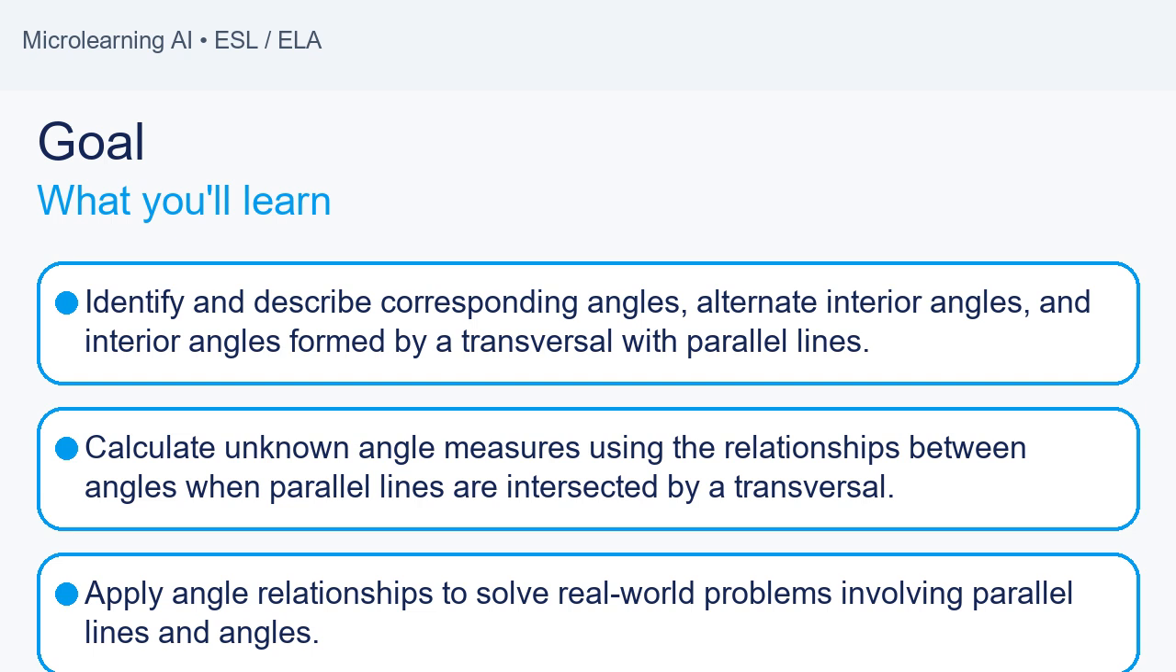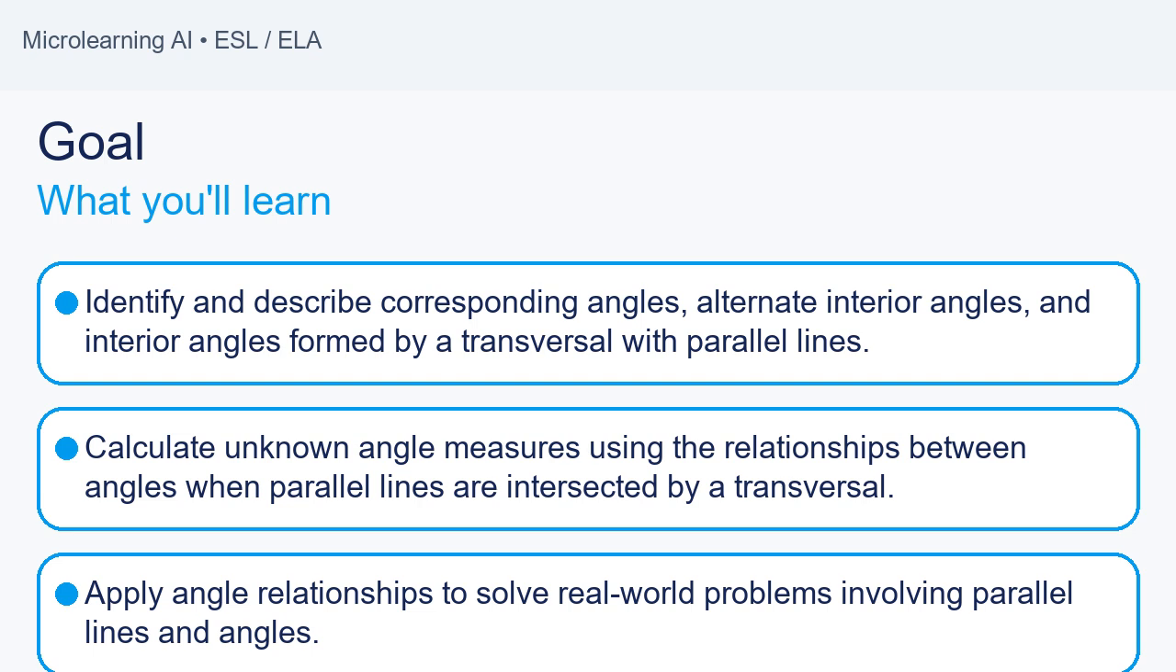Basic rule. Step 1. Identify the parallel lines and the transversal in the diagram. Step 2. Determine the type of angles involved: corresponding, alternate interior, or interior, based on the transversal's intersections. Step 3. Use the relationships between the angles to find the unknown angle measures.